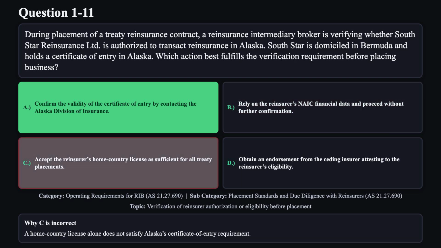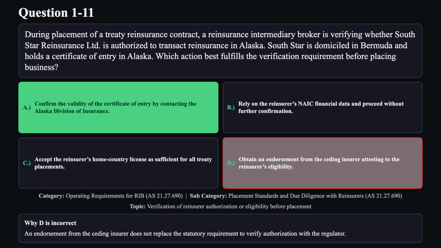Reason C is not correct. A home country license alone does not satisfy Alaska's certificate of entry requirement. Reason D is not correct. An endorsement from the ceding insurer does not replace the statutory requirement to verify authorization with the regulator.